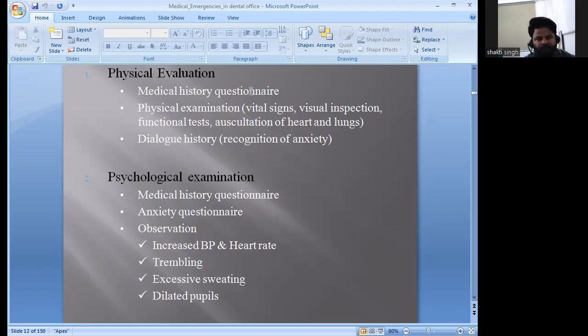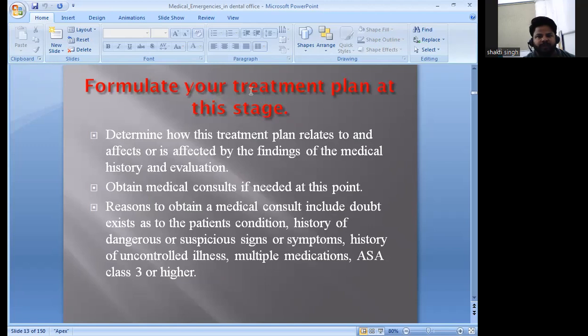After that, moving forward, what you have to do is to formulate your treatment plan at this stage, such as first thing is to determine how this treatment plan relates to and affects or is affected by the findings of the medical history and the evaluation. Obtain the medical consultants if needed at this point. If you feel the need of a medical consultation or physician's advice, then it should be considered at this point, depending upon the history that the patient has given, or the disorder the patient is facing, or the drugs he or she is taking. You have to obtain the consultation of that particular physician.